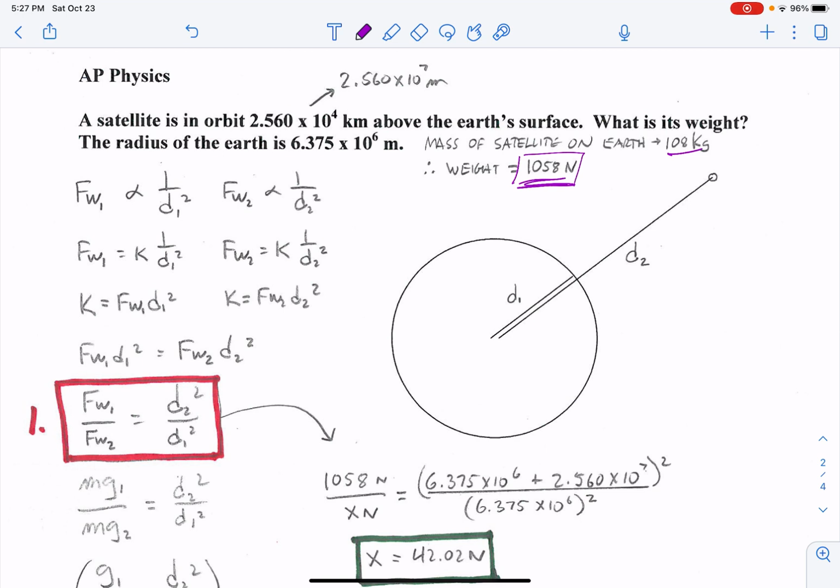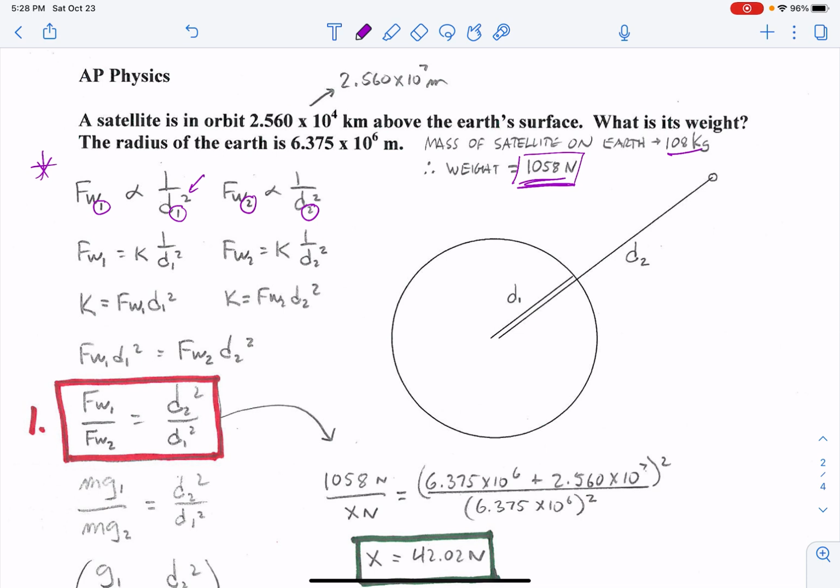Now, one of the ways we can attack this problem is over here on the left, where I show you a derivation very similar to the way I derived the ideal gas law way back in chemistry. And that is, we say that at some distance d1, my satellite is going to have some weight. We'll call it weight 1. And because it's an inverse square law, that weight will be proportional to the inverse of the square of that distance. Now, that same satellite will have a different weight, weight 2, at a different distance, distance 2. And again, that is an inverse square law.